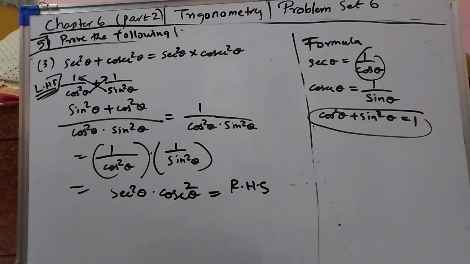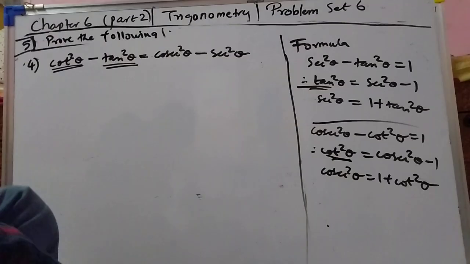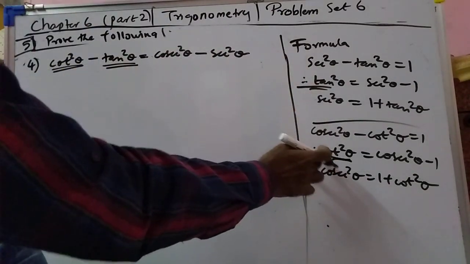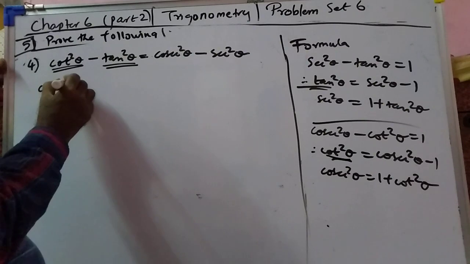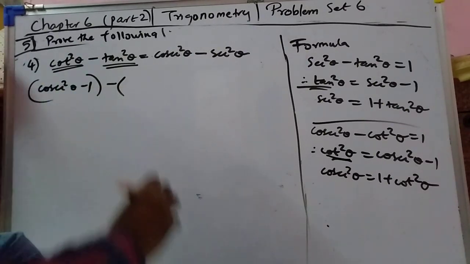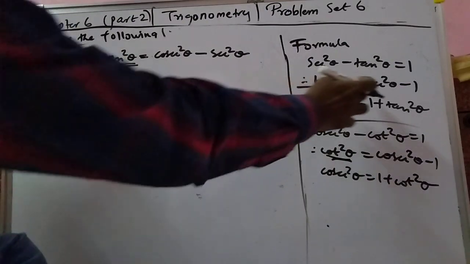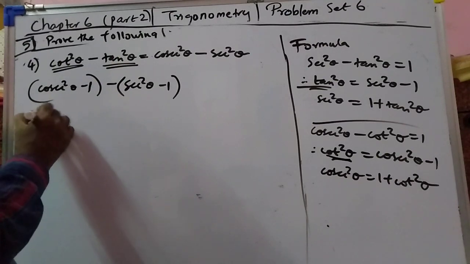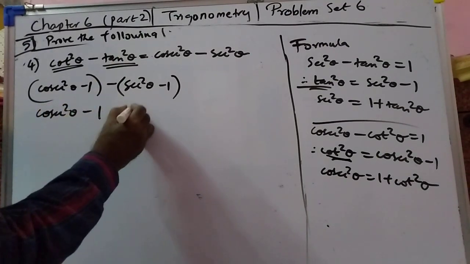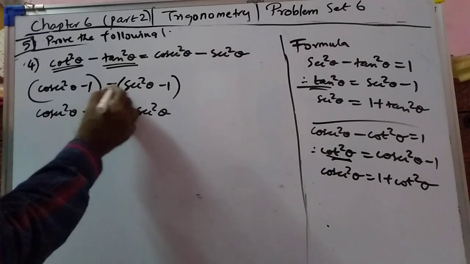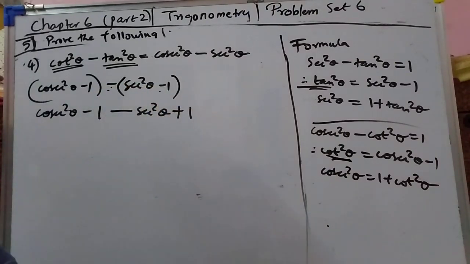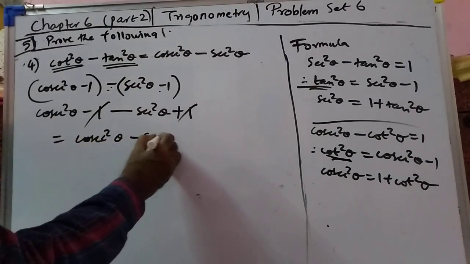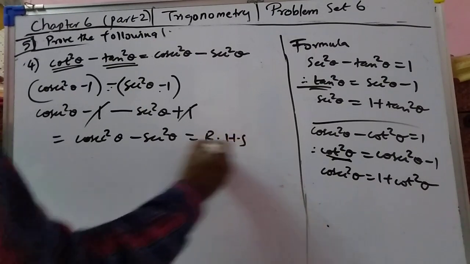Okay, next we will do the fourth one. Fourth problem, we will use this formula. Cot square theta is here, so we write it as cosec square theta minus 1, minus tan square theta which is sec square theta minus 1. Now you open the bracket, it will become cosec square theta minus 1 minus sec square theta, minus minus plus 1. Cut it. So you will get cosec square theta minus sec square theta, that is equal to the right hand side.